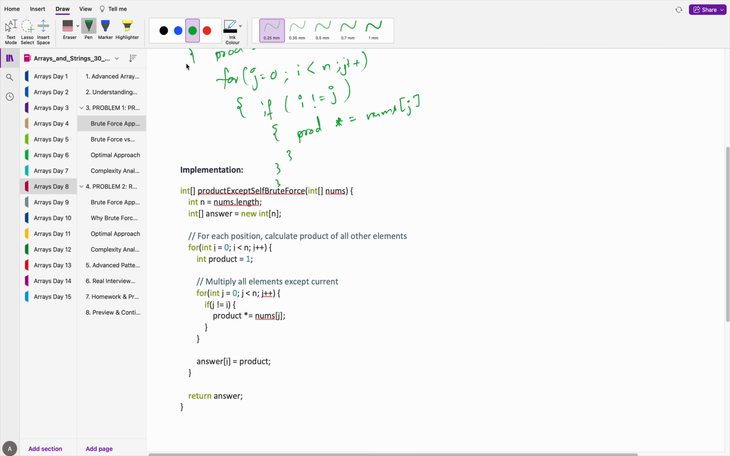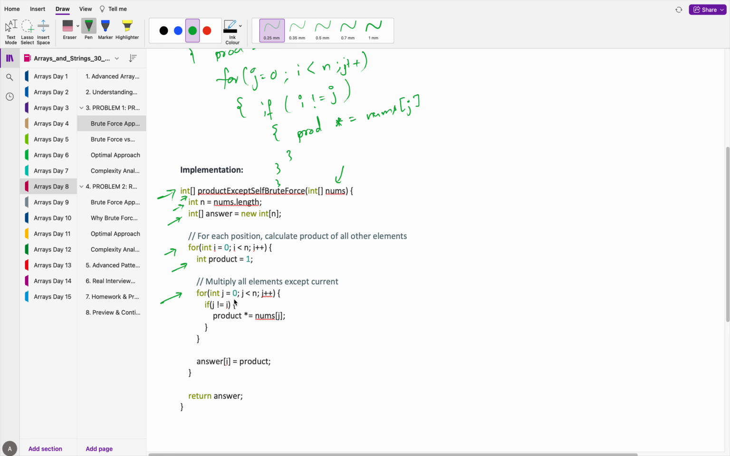I think this was quite an easy solution for you to digest because we have been doing such kind of problems and the brute force approach is more like नींद में भी कर सकते हो, right? So here you can see the array is taken in the input. We are going to return an array itself. So we have taken the length of the array as n. We have created the answer array also. Now what are we doing? For each position, calculate product of all other elements. So that's why outer loop is for a particular fixed element. Then product we are taking as 1. Multiply all elements except current.